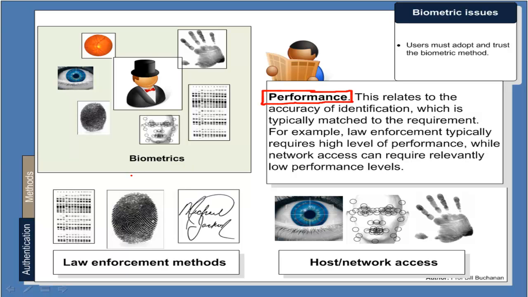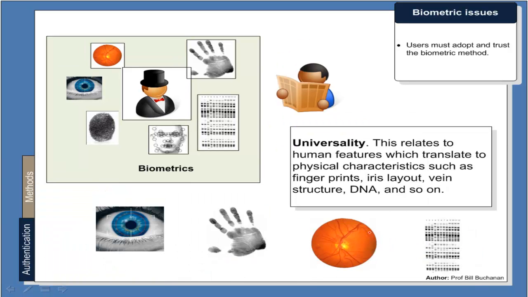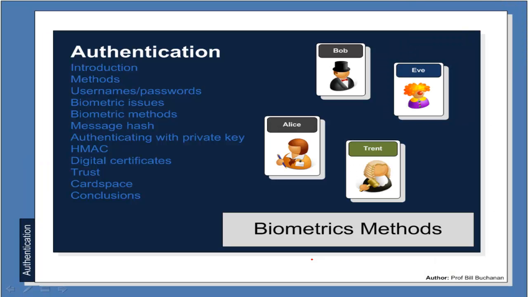performance, but for law enforcement there are standard techniques which need to be used, and these include DNA, fingerprints and written signatures. For things like host and network access, an iris scan, face recognition and handprints can be seen to be useful methods. And there's also the universality, and that's how much the human features translate into characteristics, such as in fingerprints, the iris layout, vein structures, DNA and so on. So in this part we'll look at biometric methods.